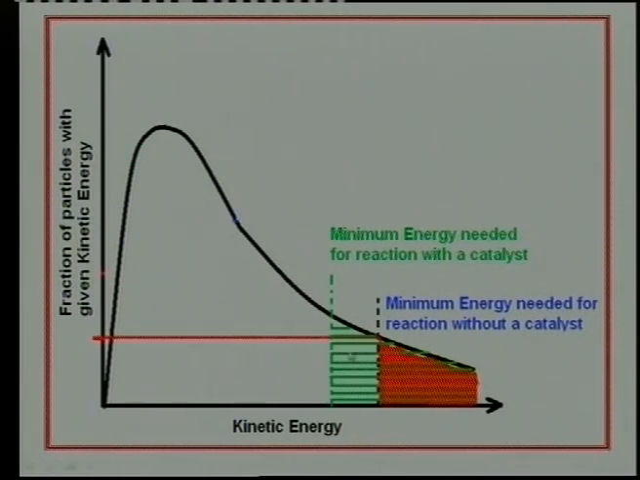Everything there, that is the fraction. And if we move it to the vertical axis, we see there's a higher portion or higher fraction of particles that can have effective collisions. And that is how we use the Maxwell-Boltzmann curve to indicate the effect of a catalyst on the rate of a reaction.